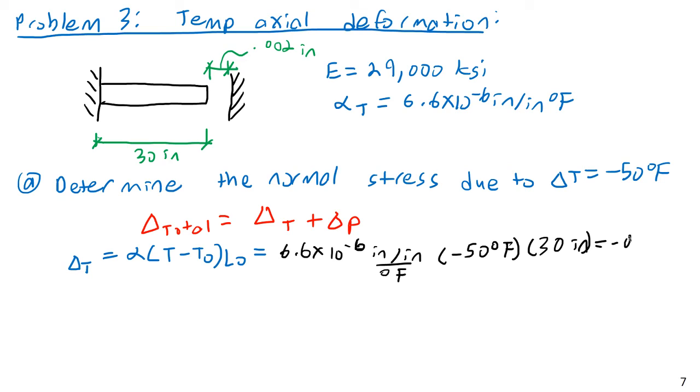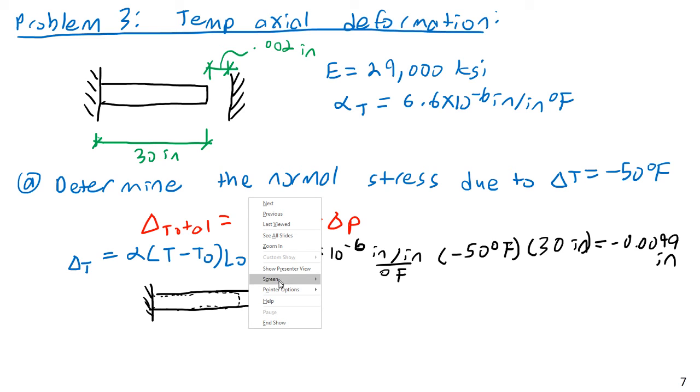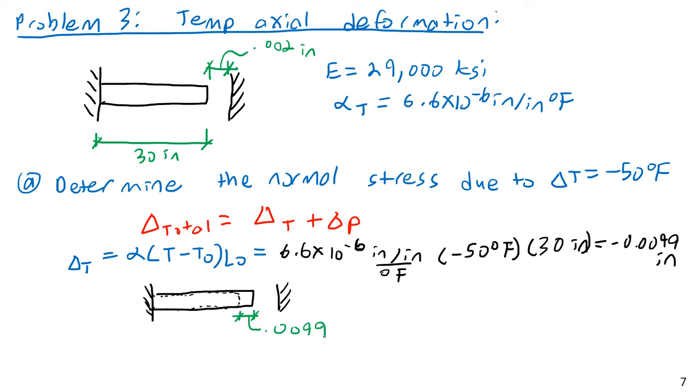Equals negative 0.0099 inches. So what does this mean? Let's interpret this. So we have the fixed support here. This is a case where we can't just rely on the mathematics, we do have to interpret it. This is the initial length. However, the deformed length is actually going to be even shorter, so the gap is actually going to grow. So that's the deformed length. And the difference between the original length and the deformed length here is going to be 0.0099 inches.